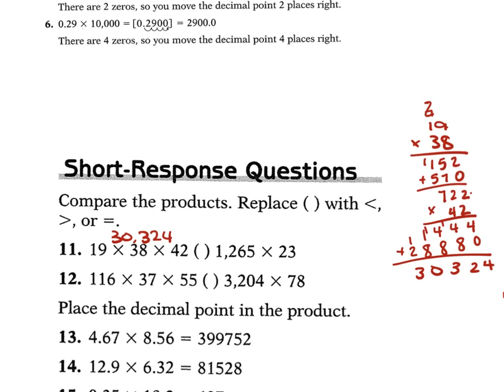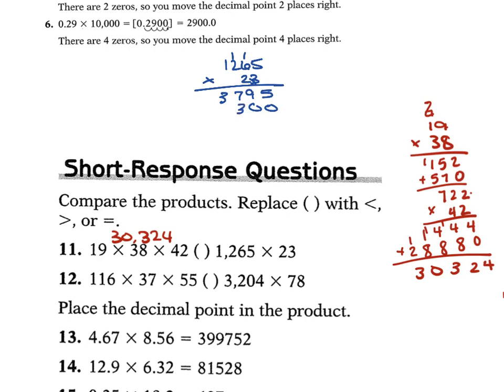1265. Let me do this up here. 1265 times 23. So 3 times 5 is 15. 3 times 6 is 18 plus 1 is 19. 3 times 2 plus 1 is 7. 3 times 1 is 3. Moving to the 2, we put 0 down first. 2 times 5 is 10. 2 times 6 is 12. Plus 1 is 13.